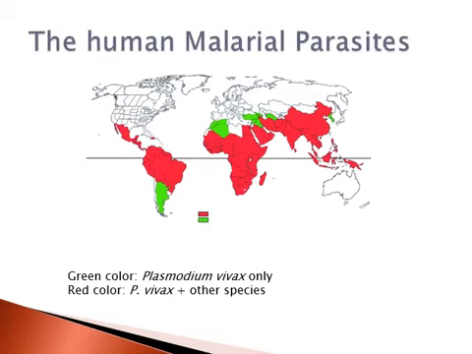This is a map showing the human malarial parasites distribution around the world. This is the line of the equator. As we can see, almost all malaria is around the equator. The red parts are concerning many mixed species of malaria, while the green parts are concerning Plasmodium vivax only. Plasmodium vivax is here mixed with other types of malaria, but it can be present alone in temperate climates, as we see.